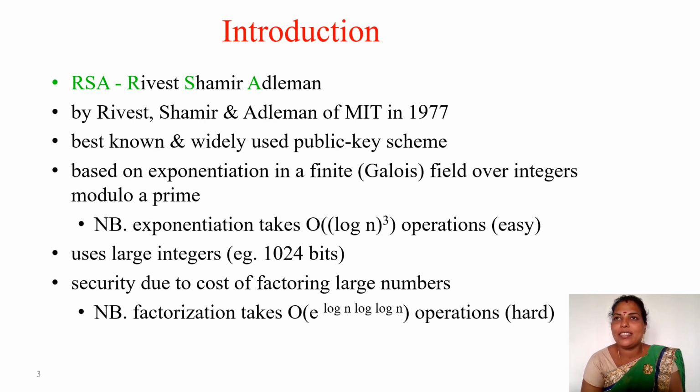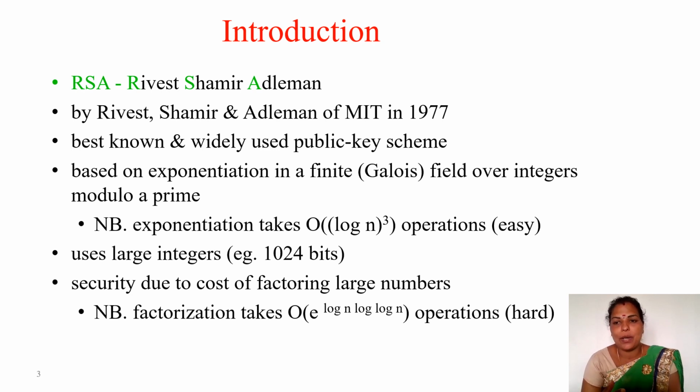First is the introduction, that is, the RSA algorithm. How was the RSA algorithm named? The inventors' names were given to this algorithm. That is, R stands for Rivest, S stands for Shamir, and A stands for Adleman. So this RSA algorithm was invented by Rivest, Shamir and Adleman of MIT in 1977, and it is the best known and widely used public key scheme, because as of now this RSA algorithm is used in various applications.